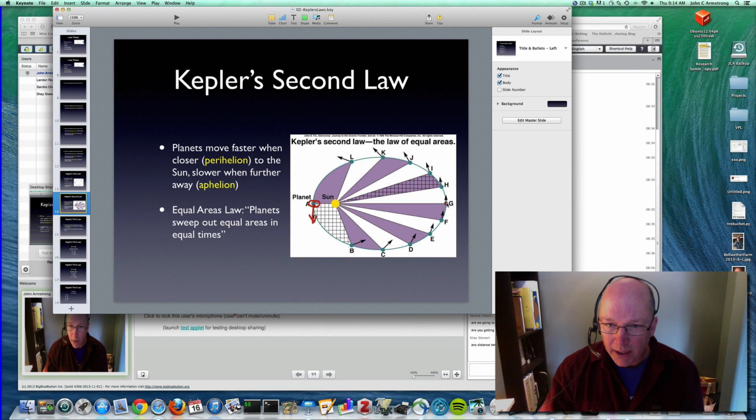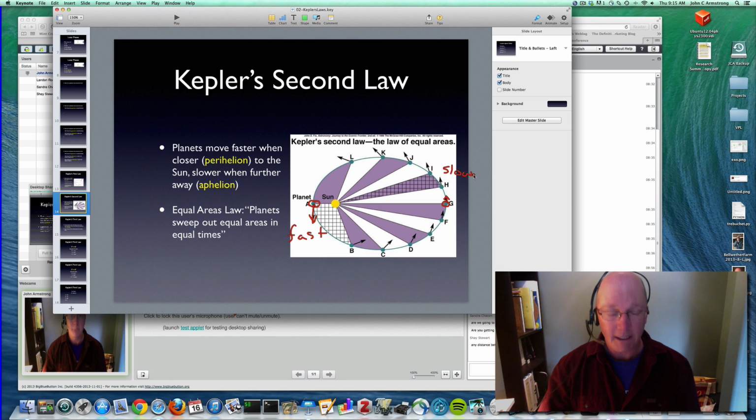And when it's further away, this is the furthest point away, it's moving slower, and that's represented by the smaller arrow. So it moves fast over here when it's close, and slow over here when it's far away. And again, he didn't know why, but that's what he observed, right? And it changes its speed as it goes through the orbit.